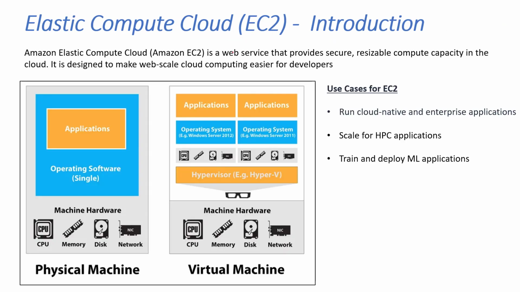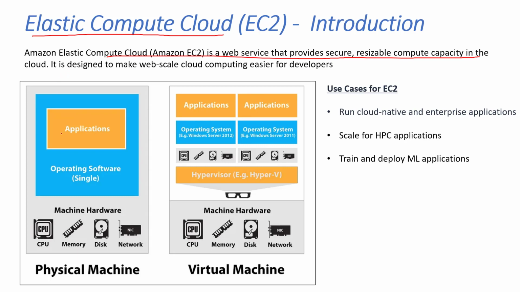Okay, now EC2 is the short form of Elastic Compute Cloud. What AWS says is EC2 is a web service that provides secure, resizable compute capacity in the cloud. Okay, so what does that mean?